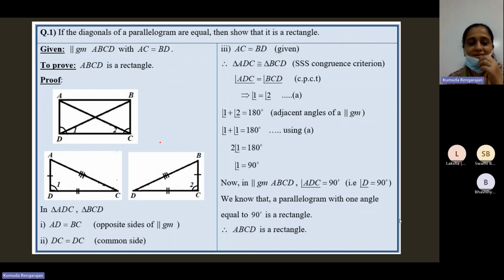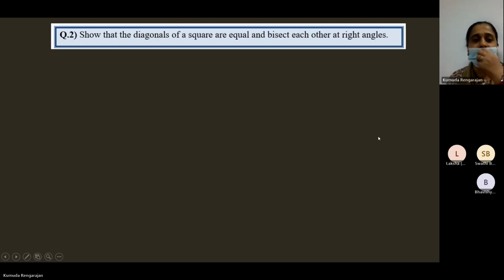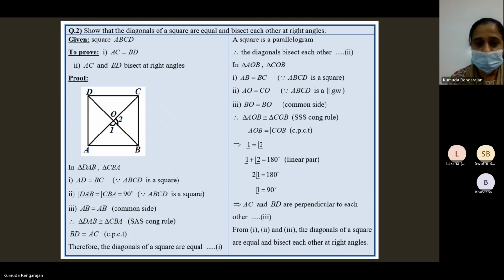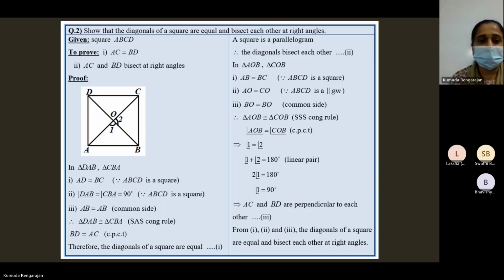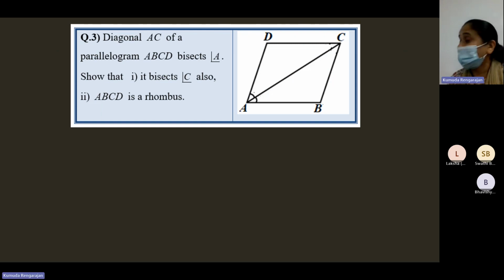Yeah, children, I think I can continue. We finished this one, right? Yeah. So here, I think one minute. These are quite simple. I think 2, 3 we can finish in 5 minutes.